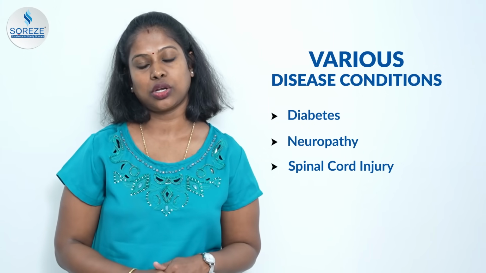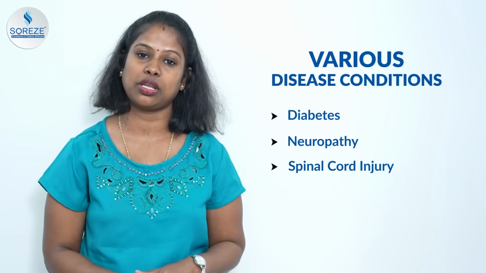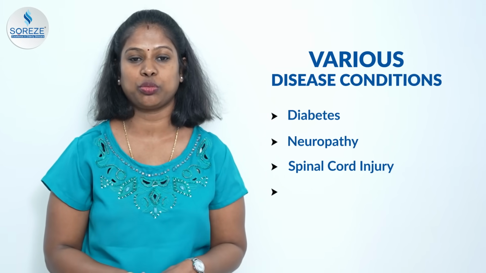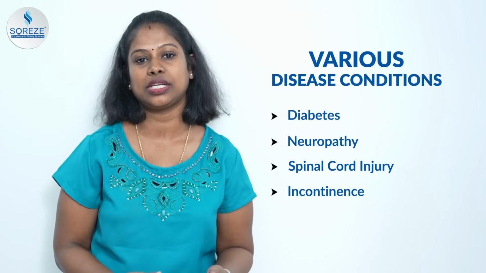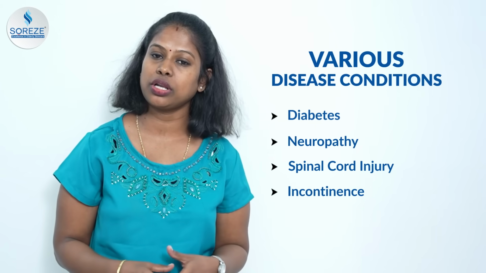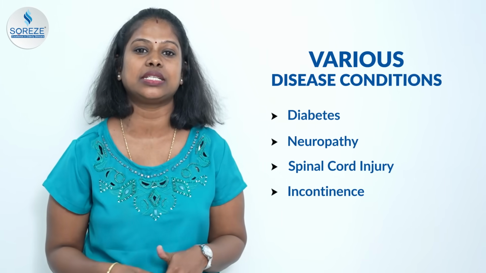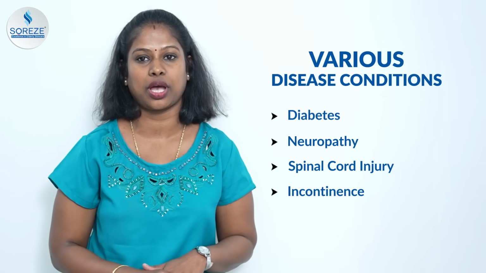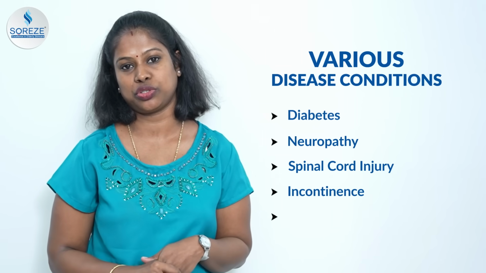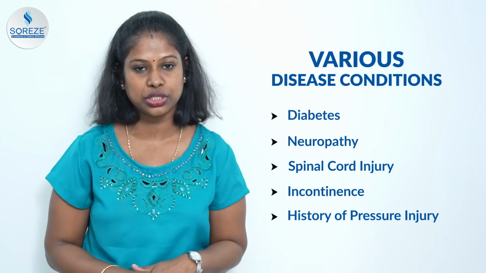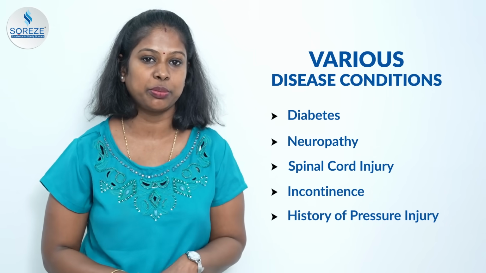Other causes or other conditions wherein a person can get a pressure injury could be incontinence. It can be either urinary incontinence or fecal incontinence. About incontinence, we shall deal with it in detail in our further videos to come. Then also because of any past history of pressure injury. So these are certain conditions wherein a patient can develop a pressure injury.